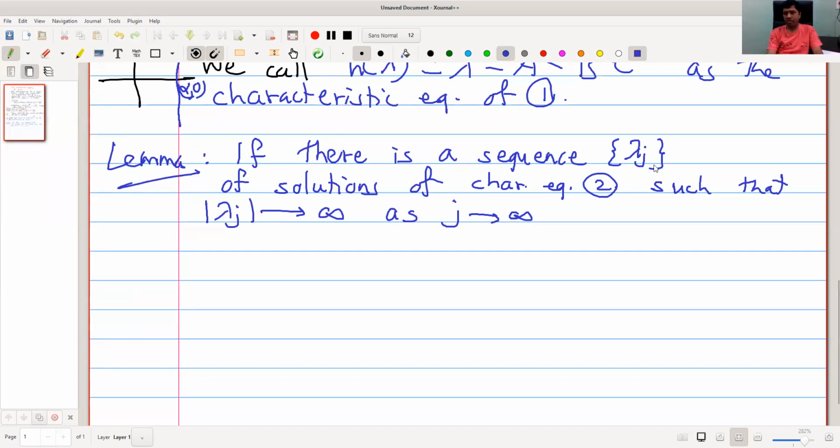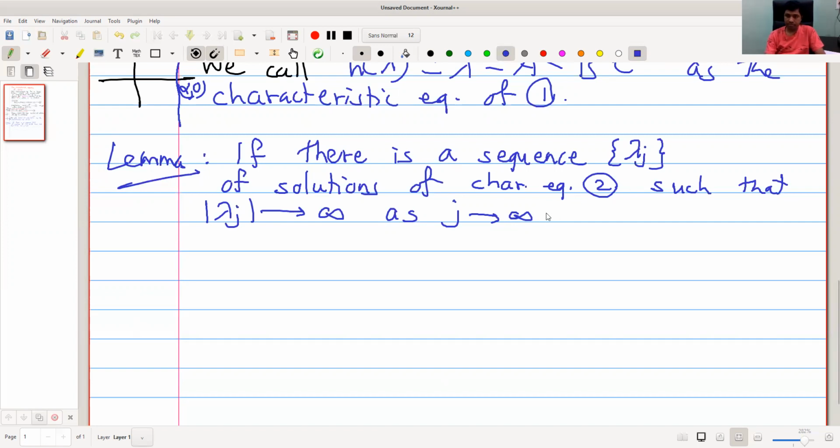Absolute values tending to infinity means these eigenvalues are of increasing modulus. It means the distance of this eigenvalue from the origin is increasing. Absolute value means distance from origin. It is tending to infinity means the eigenvalues are going away from the origin, as j tends to infinity.